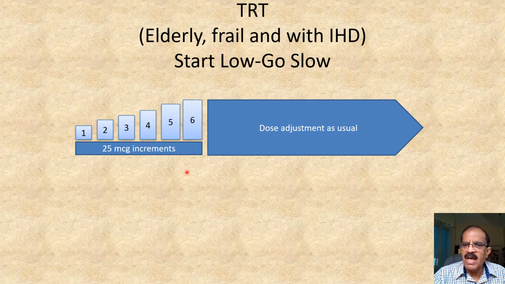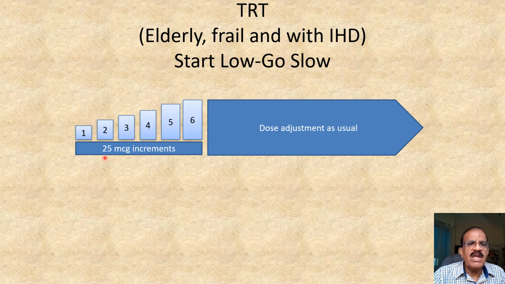Those who are not very young, like myself, may have known coronary artery disease, or they may not have symptoms of coronary artery disease, but they may have underlying coronary artery disease. And remember, this is particularly likely because patients with hypothyroidism may have dyslipidemia also. So when there is ischemic heart disease, or ischemic heart disease is likely or cannot be ruled out, you have the policy of start low and go slow. This is very important in the elderly, the frail, and those with ischemic heart disease.